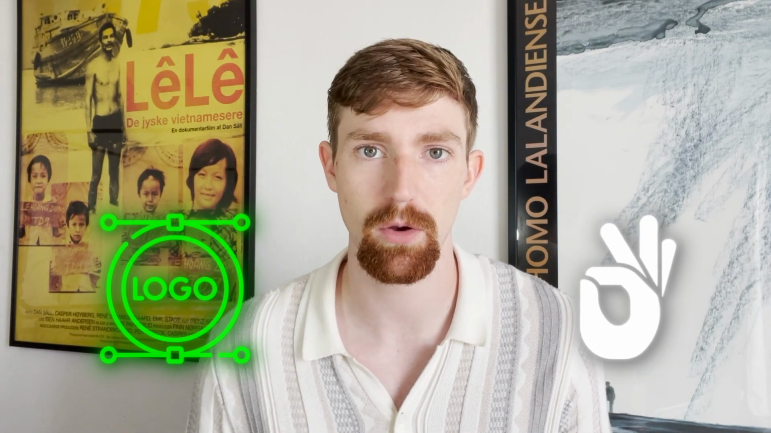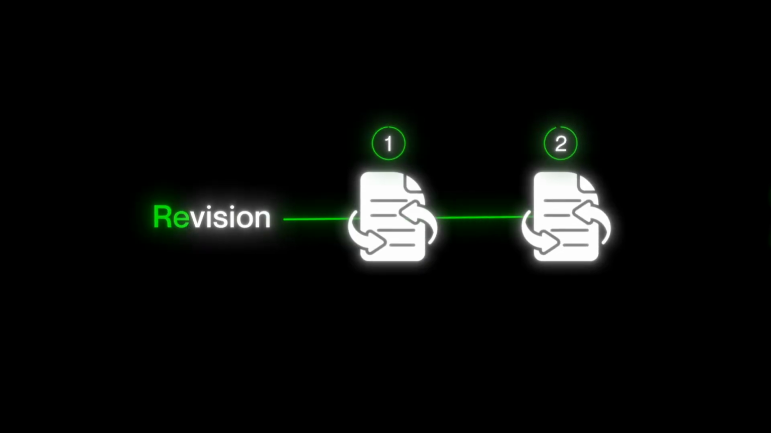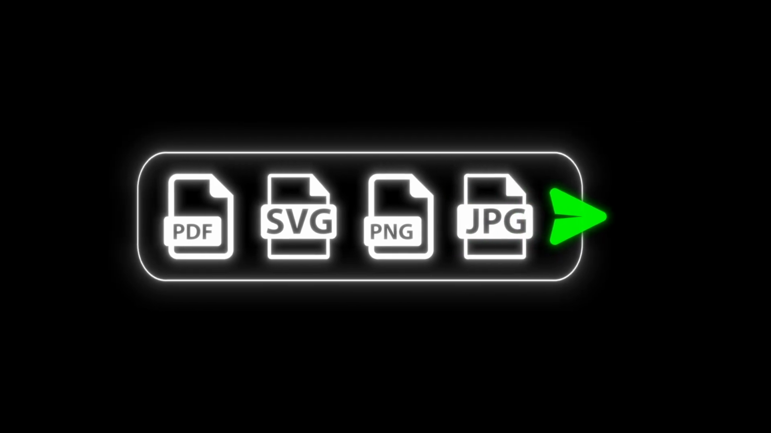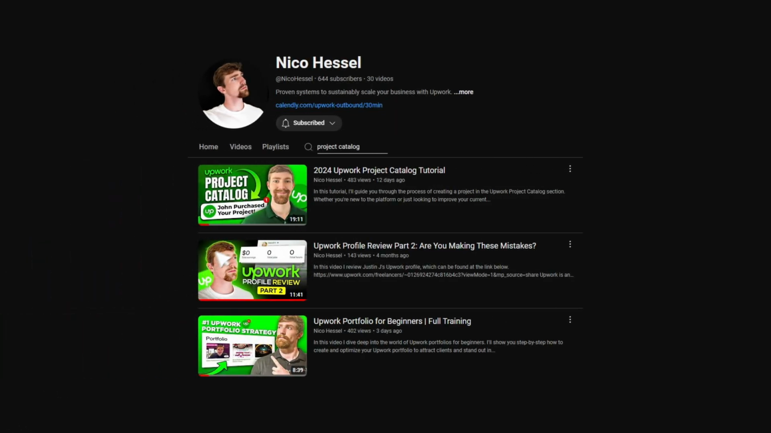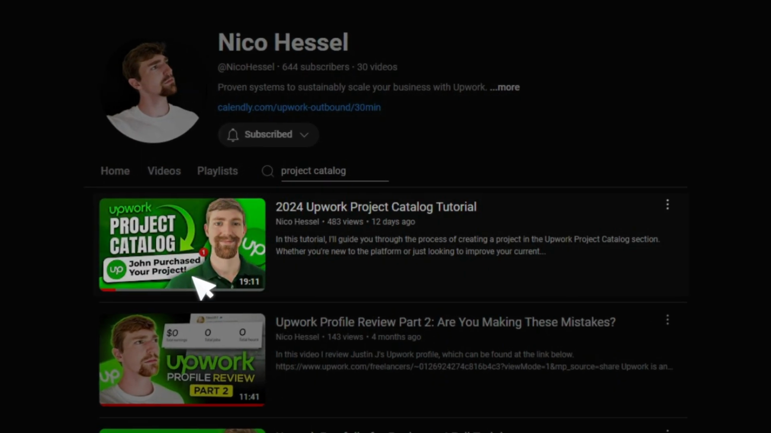Well, a standardized service is a service that has the exact same deliverables no matter who buys it. So for example, if you design logos on Upwork, the project catalog section would be perfect for you because no matter what type of client buys a logo from you, the deliverables are going to be exactly the same. You'll probably give them 1 or 2 revisions and send them the final logo in a few different types of files. So if you offer a completely standardized service and you charge less than $1,500, the project catalog section would be perfect for you. And if you want to know exactly how I set up my project catalogs, you can check out this video that I have on my channel.